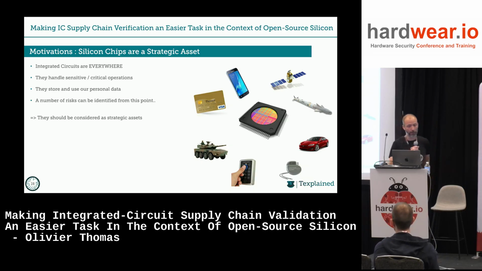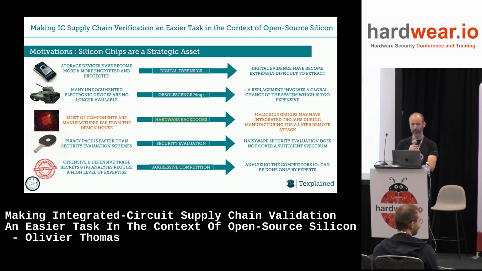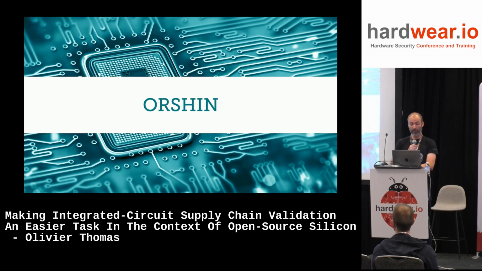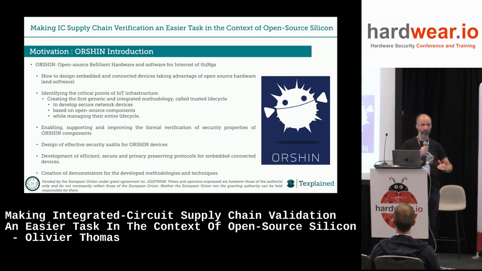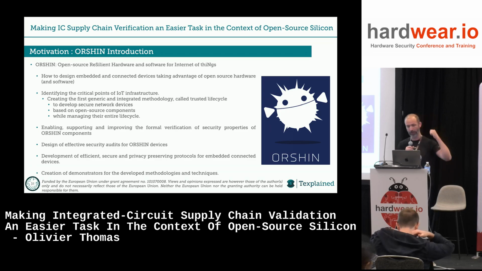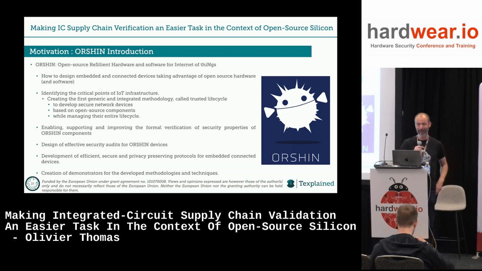I think silicon chips are a strategic asset because they are everywhere handling your data, I mean you name it. So I think we should be careful. And I will talk about hardware backdoors. And for me, the starting point was Arshin. So Arshin is a European project. So this is why I have to put the logo and everything. It speaks about open source hardware and software, but you see there is no capital S, so software is limited.